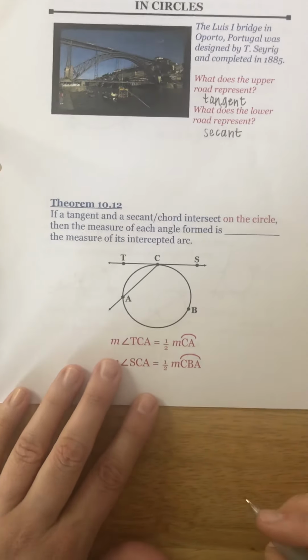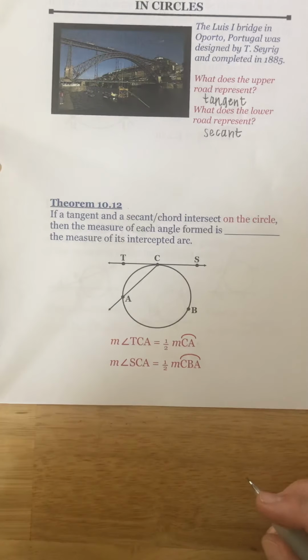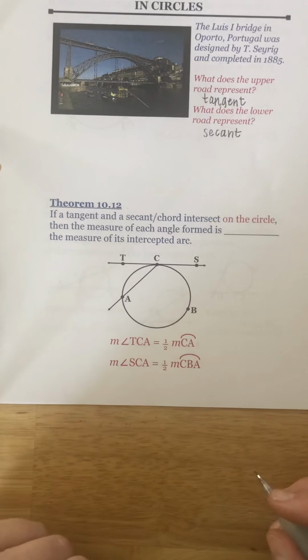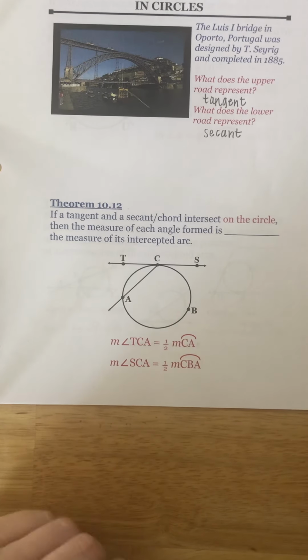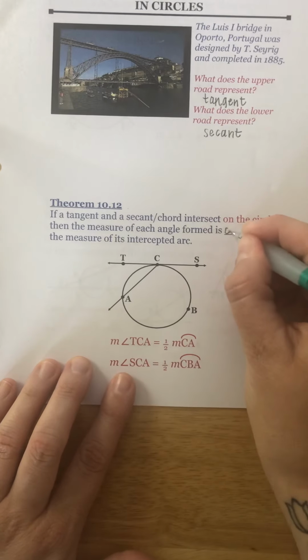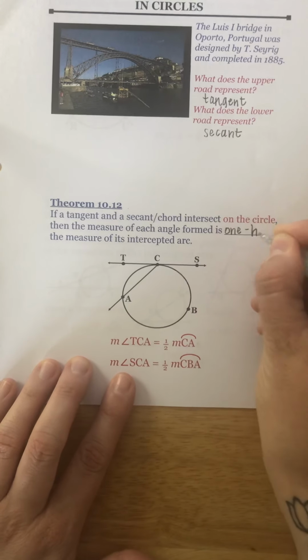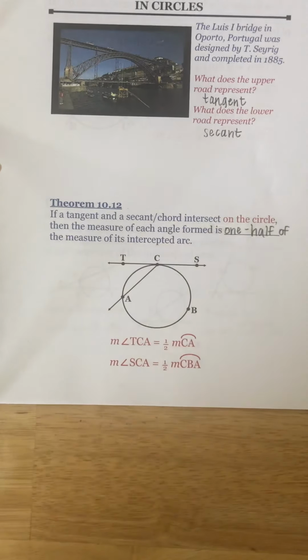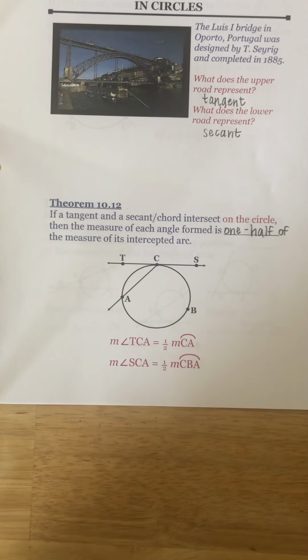This one says if a tangent and a secant slash chord intersect on the circle, then the measure of each angle formed is 1/2 of the measure of its intercepted arc. So this one is very similar to an inscribed angle. Remember, we just talked about inscribed angles in the last video. We said that an inscribed angle is half the measure of its intercepted arc. So same thing happens right here.